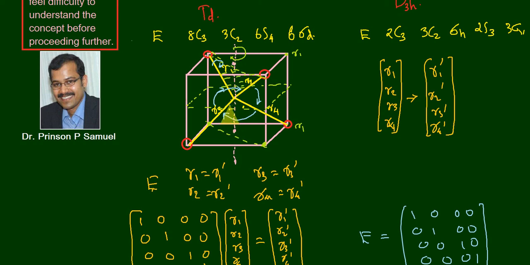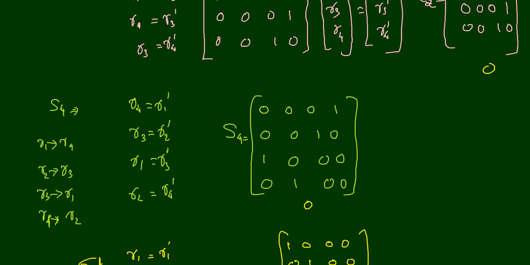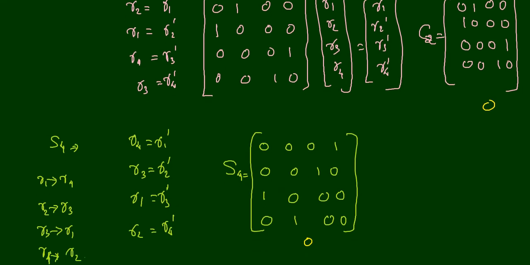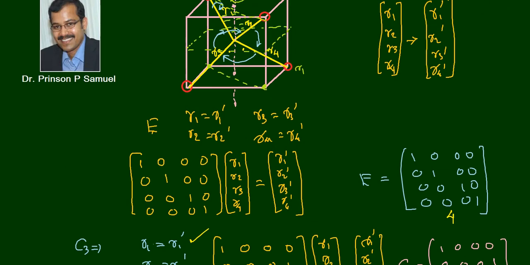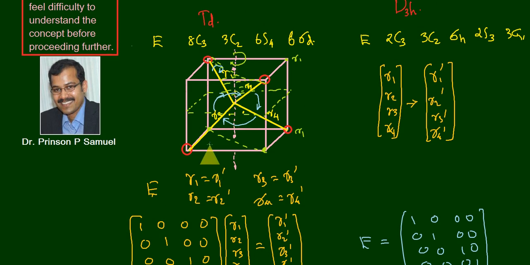But the C2 axis is not passing through any of the bonds. Therefore, all the vectors will change their position and therefore the total character will be 0. See, the total character here is 0. And now you can look at S4. S4 and C2 have the same axis. Therefore, you can see that all the vectors will change their position during S4 also, because the S4 axis is not containing any vector.